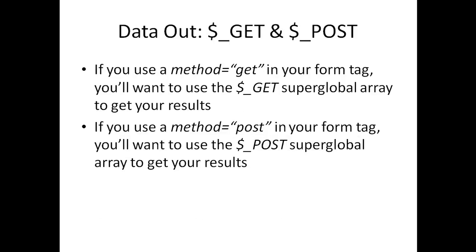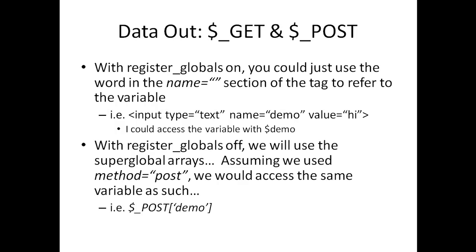For getting data out using the superglobals array, if you set a method equal to get in your form tag, you'll use the $_GET superglobal array to get your results. If you use method equal post, you'll use the $_POST superglobal array. Here's what would happen if you had register_globals turned on. And you want to be careful because if you're using a shared environment, register_globals might be turned on. So you've got to be careful from a variable scoping perspective.